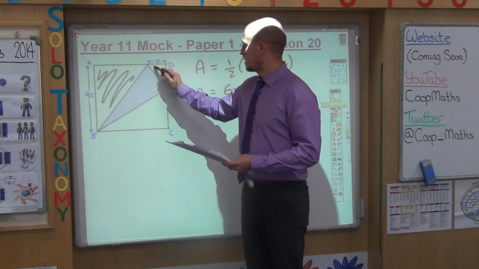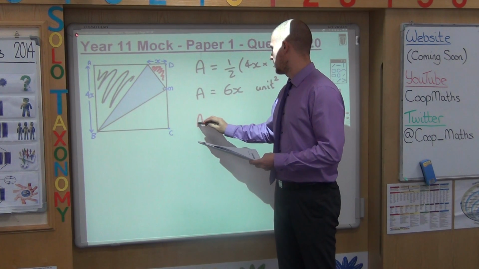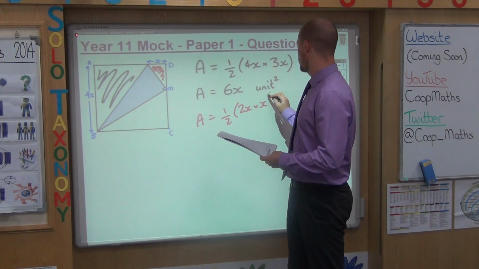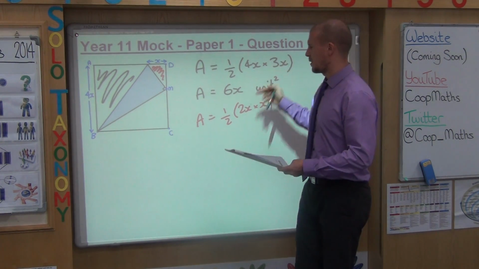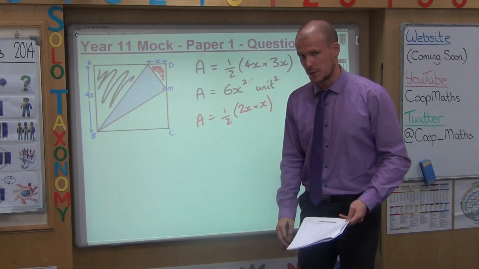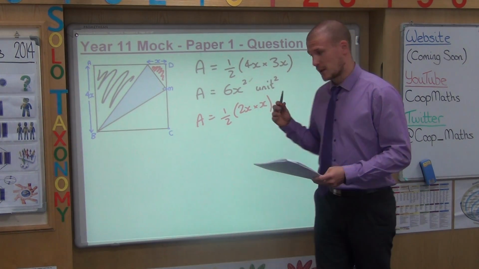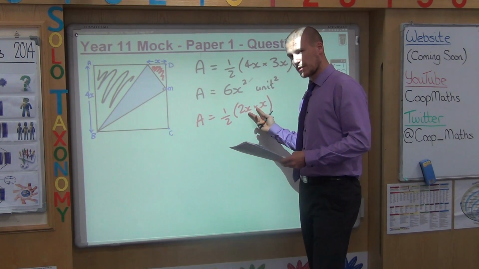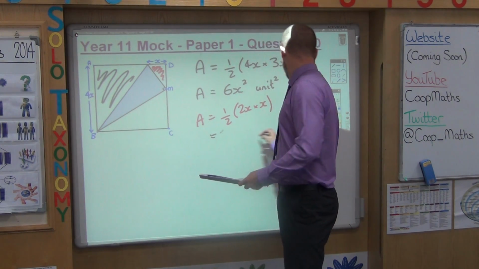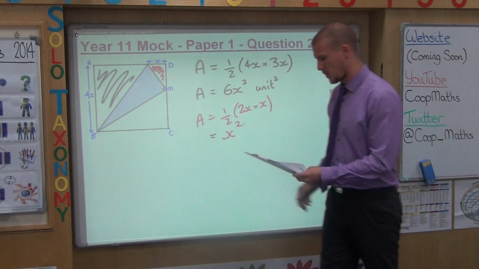The red bit in here is half of 2x times x, which gives us, oh, I made a mistake before. 4x times 3x is actually 12x squared, so half of 12x squared gives us 6x squared, alright? Pat yourself on the back if you spot that I made that mistake, by the way. And here, half of 2x times x is 2x squared, half of that gives you 1x squared. Or just x squared, okay?